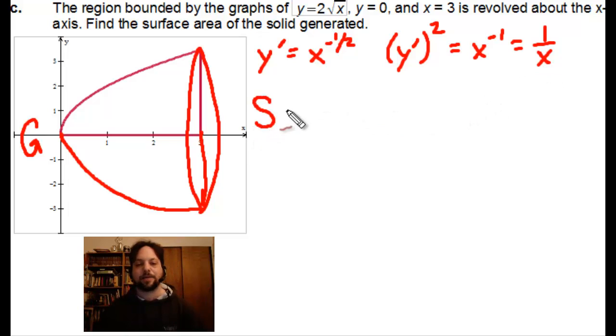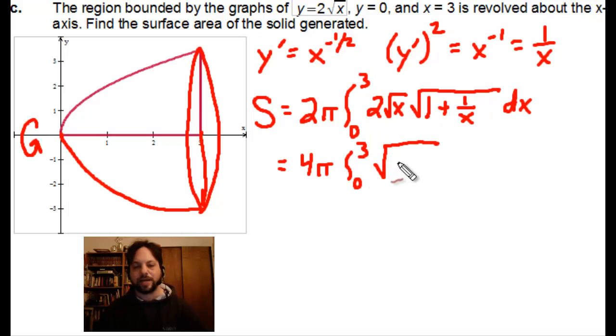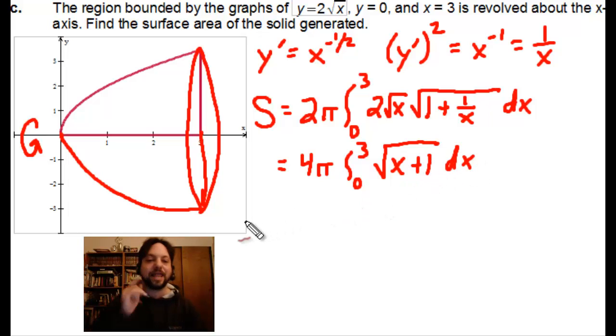So let's go ahead and set up the surface area formula here. That's going to be 2 pi times the integral from 0 to 3 of our original function, 2 square root of x, times the arc length, which is the square root of 1 plus 1 over x, or however you like. Now, I could simplify this quite a bit. I could call this 4 pi times the integral from 0 to 3. If I multiply these two radicals together, it will simply be the square root of x plus 1 dx. And that is very, very doable.